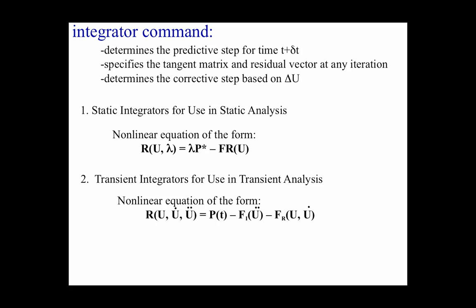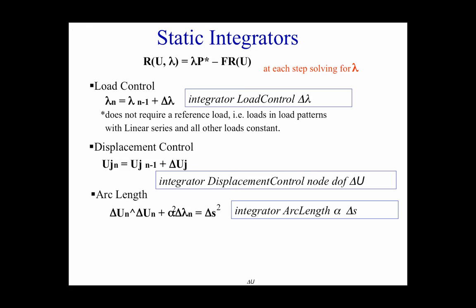The transient analysis is pretty simple. We're trying to solve for displacements, velocities, and accelerations given the mass contribution and the damping contribution to the system. That's kind of what we're used to. You mightn't have seen the static one before in this form. Given that form, at each step we're trying to solve for a new lambda. Load control is really simple. The lambda at the next step is equal to the current step plus my delta lambda.